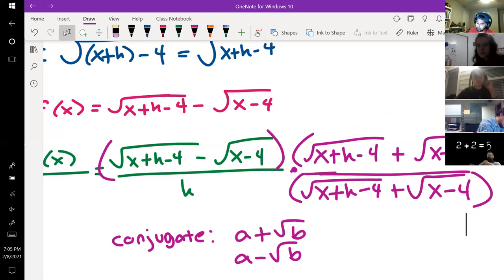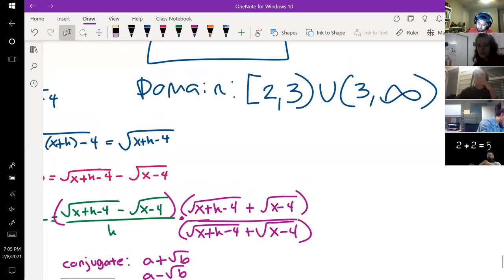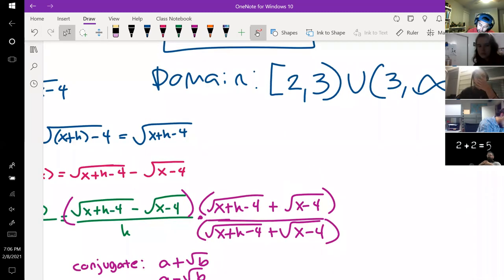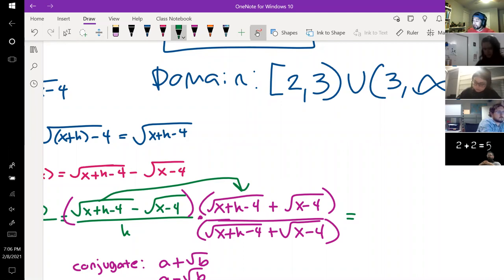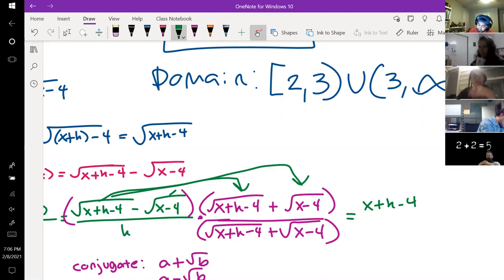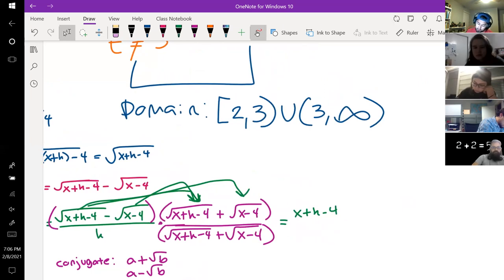Okay. So here I put parentheses around everything, and we get to FOIL the numerator. Okay. So when I do square root of x plus h minus 4 times square root of x plus h minus 4, they are the same root, which means they will cancel and just leave me with x plus h minus 4. And then when I do the square root of x plus h minus 4 times the square root of x minus 4 minus the square root of x minus 4 times the square root of x plus h minus 4, what's going to happen to your middle term? Cancel out. Good. Yes. So we don't get a middle term.